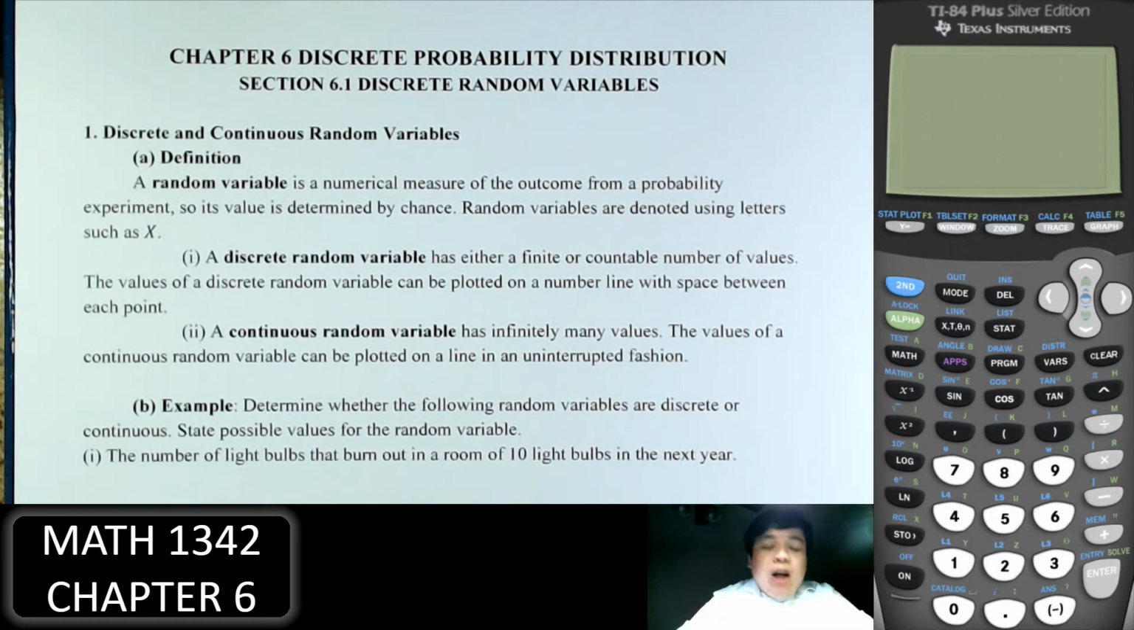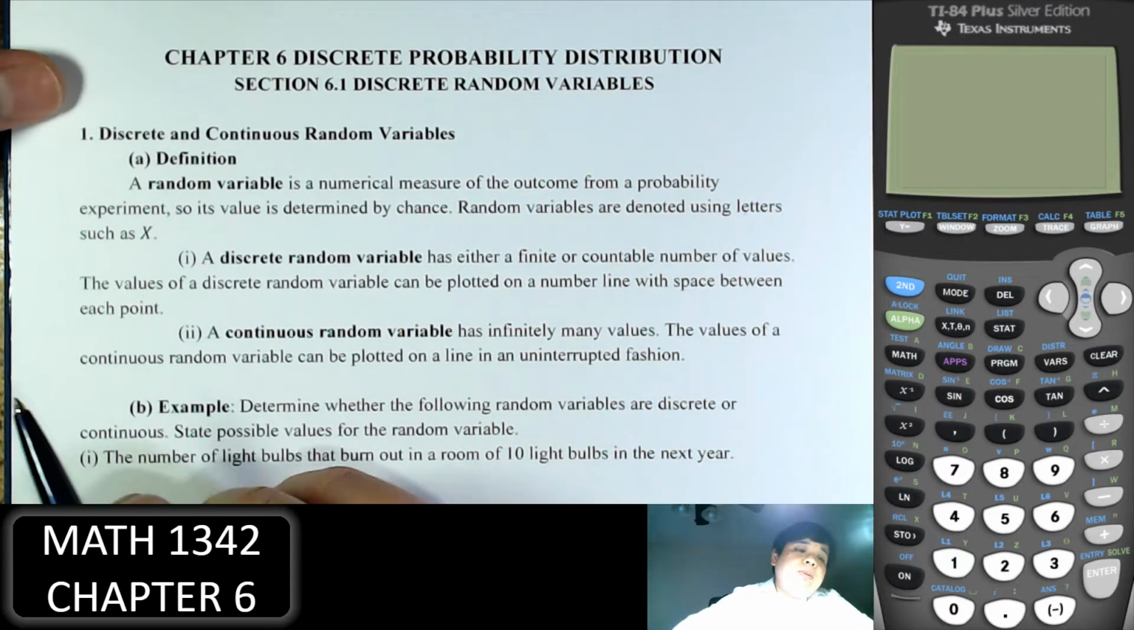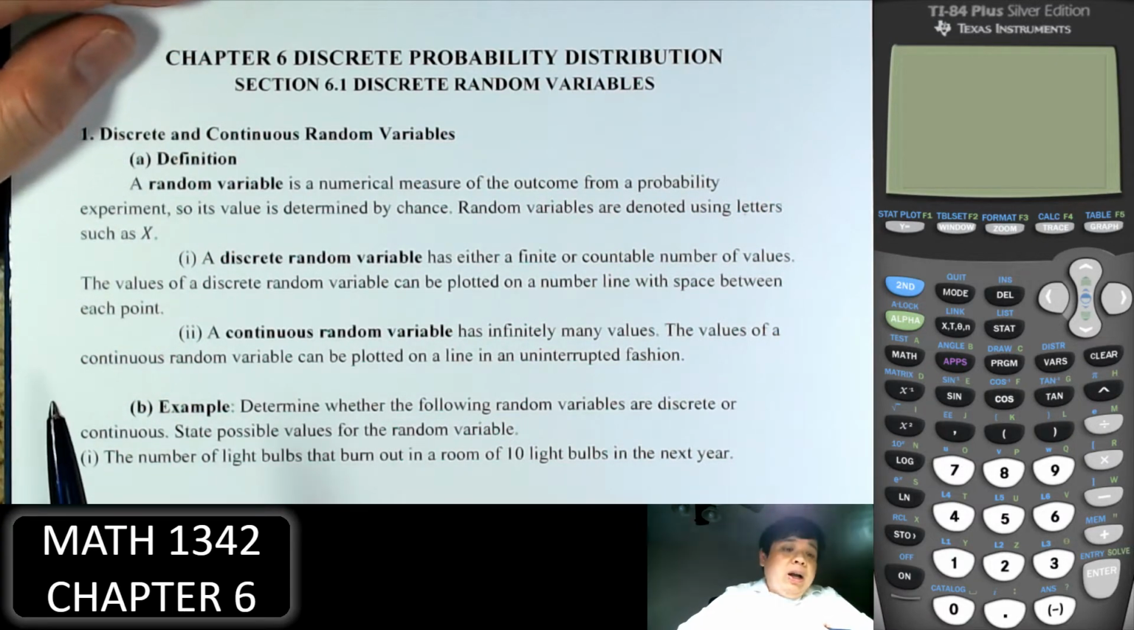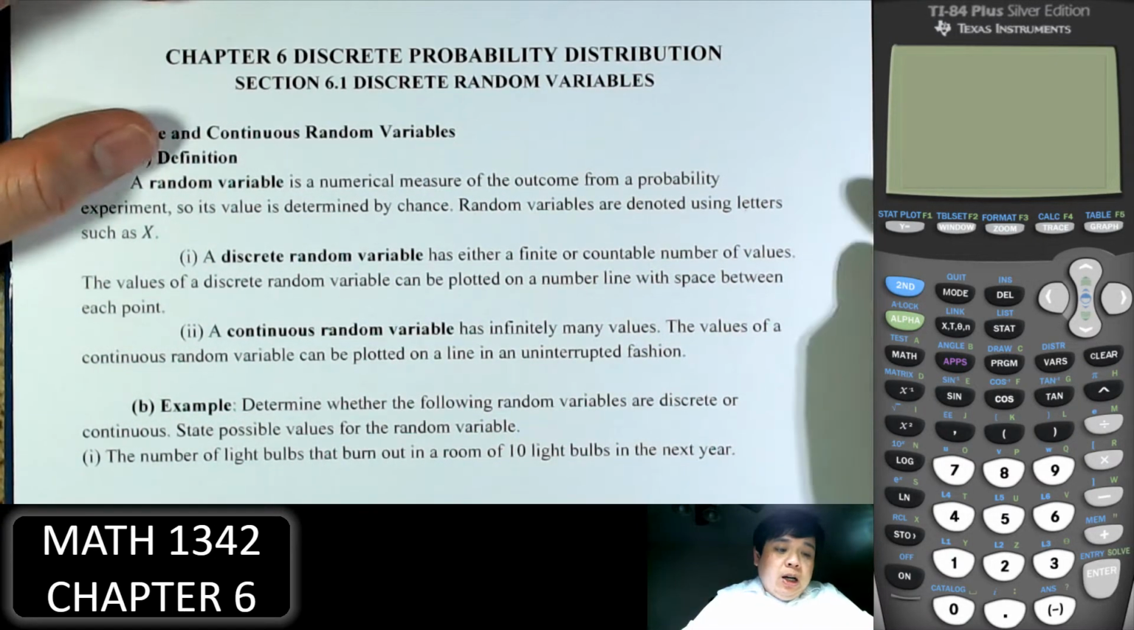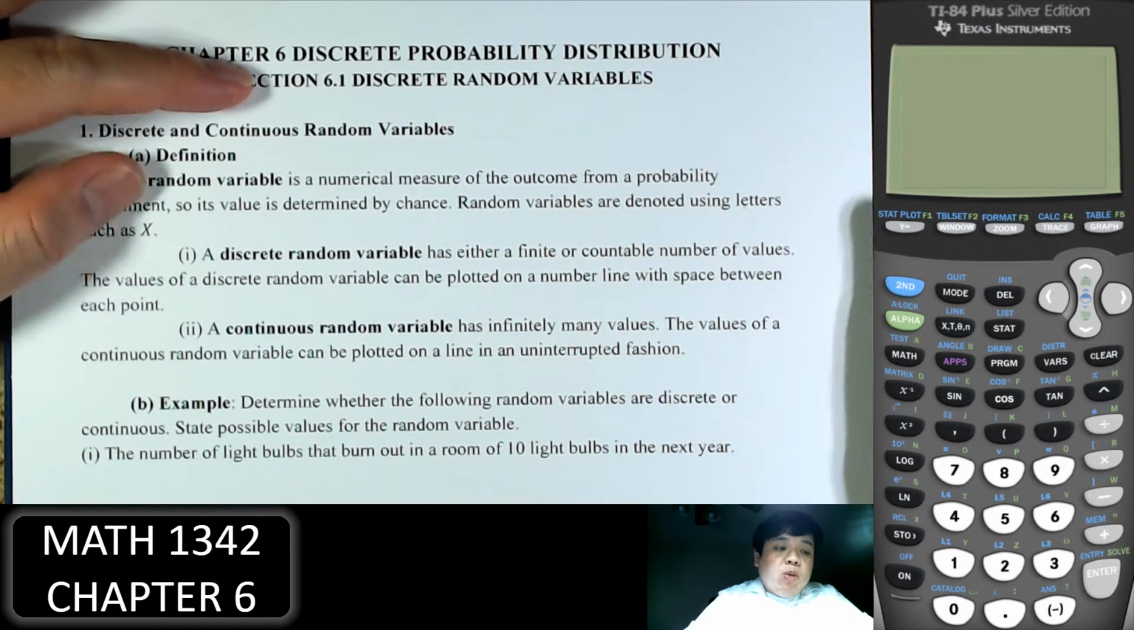Hi everybody, welcome to another video in Statistics, Chapter 6, Discrete Probability Distribution. So we talked about discrete and continuous variables before in Chapter 1.